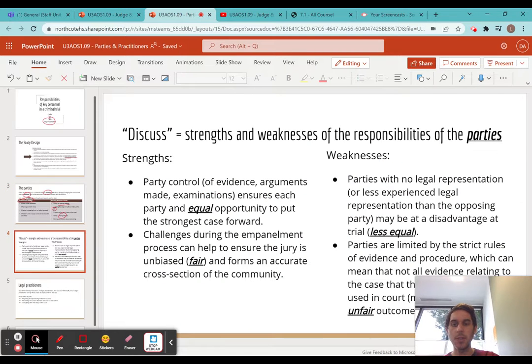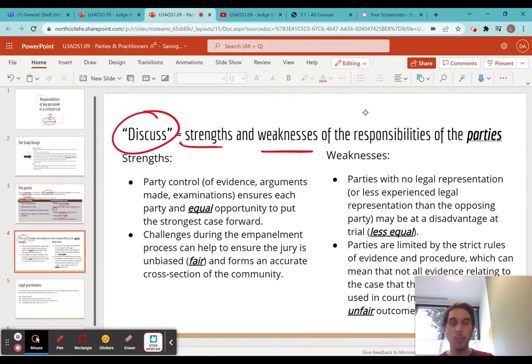Now, just the same as last time, you need to be able to discuss this topic, which means you need to know some strengths and weaknesses. So a strength of the responsibilities of the parties is it's one of the ways in which we achieve equality in our legal system. Every legal case in Australia, we give both parties the same opportunity to call witnesses, to put their case forward, to cross-examine people. We give them all the same sorts of opportunities as anyone else in any case. So we're achieving equality in that sense.